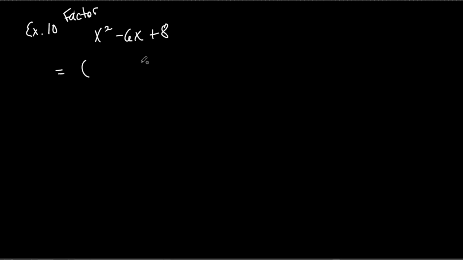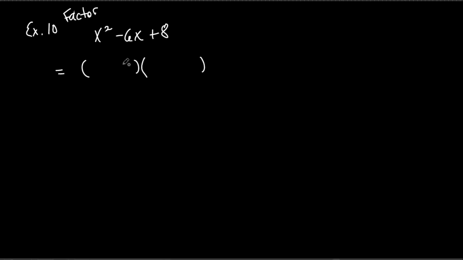So the first thing we're going to do is recognize it's a trinomial with a lead coefficient of 1. So I'm going to put two sets of parentheses being multiplied together. And we've got to figure out what times what is equal to x squared minus 6x plus 8. Well, first thing I'm going to do, I mean, you could put the x's in here because you know you're going to have an x and an x. That's easy. But let's do the signs first.